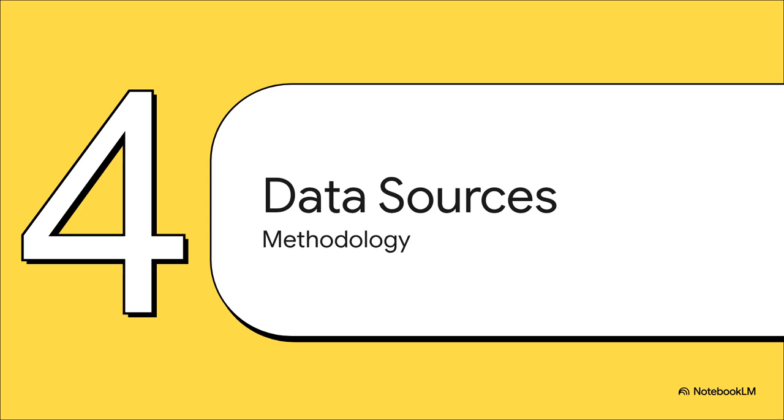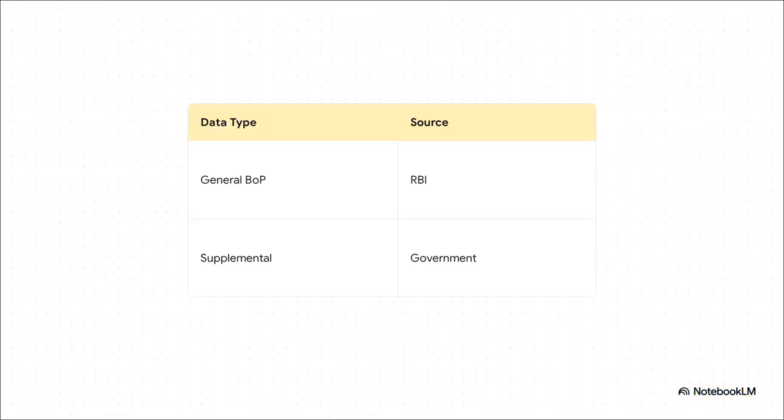Let's jump to Section 4, Data Sources and Methodology. So how do they actually track all this cash? Well, the main database is the General Balance of Payments, compiled by the RBI, which they do quarterly and annually. But the RBI can't see absolutely everything. That's exactly where the government and its various agencies step in to provide supplemental info and fill in the blanks. It is a massive team effort.